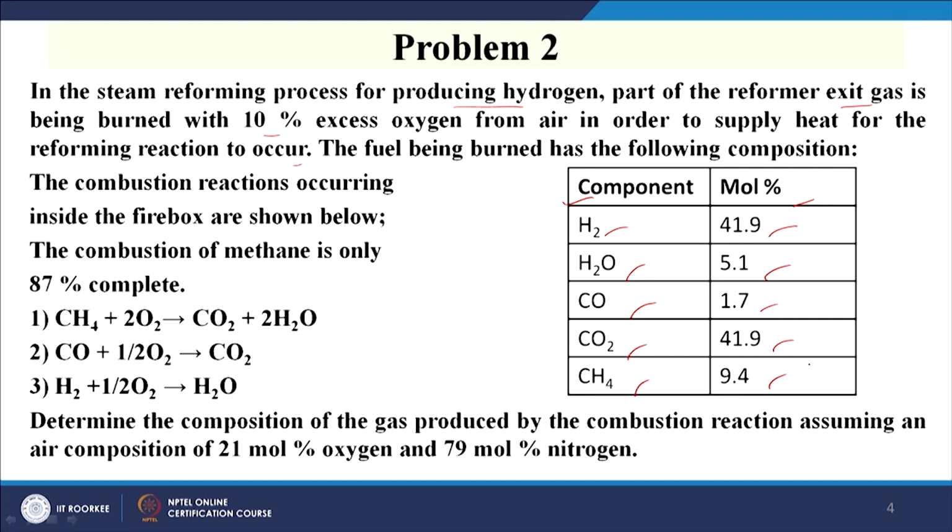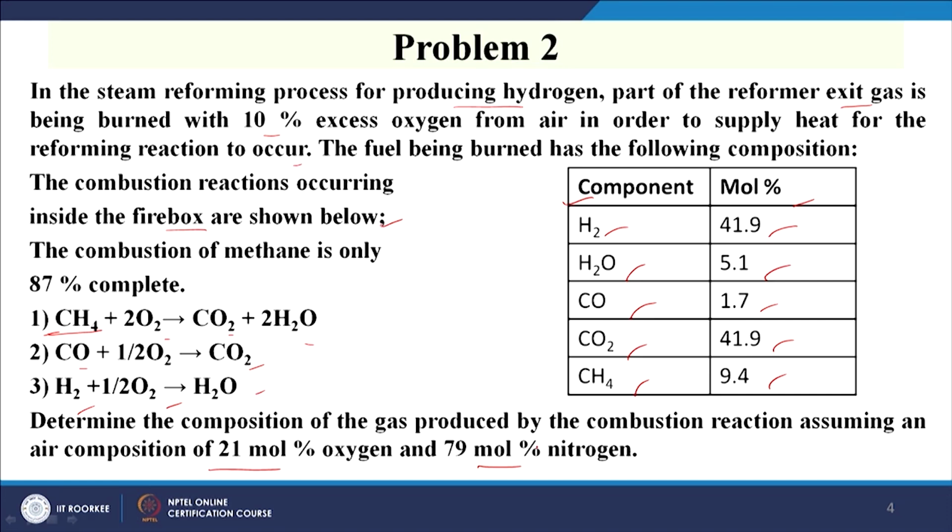And the combustion reactions occurring inside the firebox are shown below. These are the reactions, that is CH4 plus 2O2 gives CO2 plus 2H2O, CO plus half O2 gives CO2 and H2 plus half O2 gives H2O. The combustion of methane is only 87%. Another condition is methane conversion is 87% complete. So, determine the composition of the gas produced by the combustion reaction, assuming an air composition of 21 mole percent oxygen and 79 mole percent nitrogen.